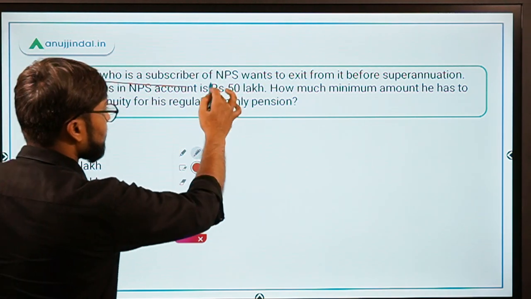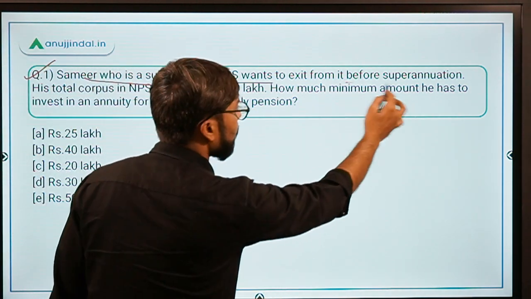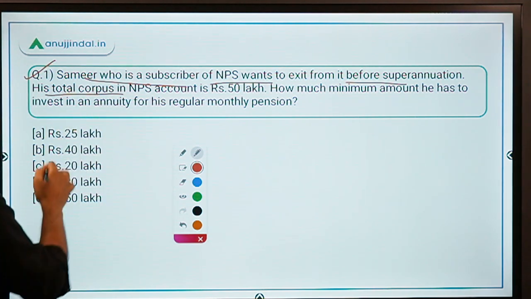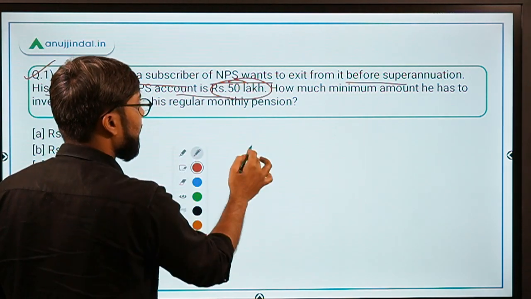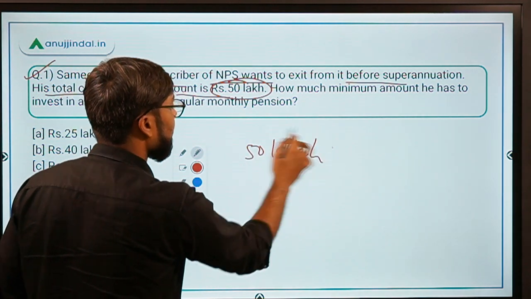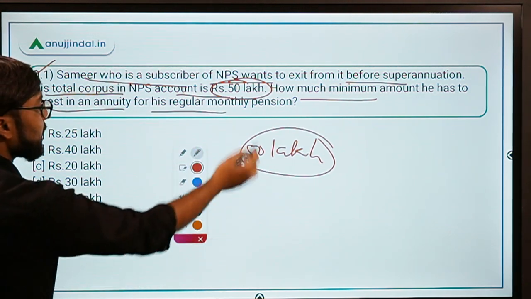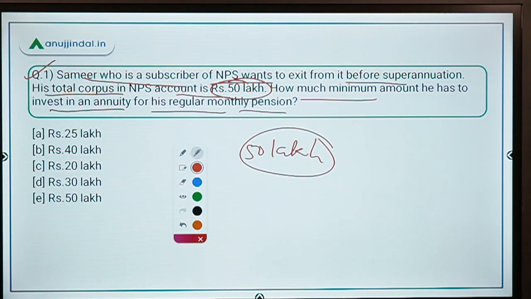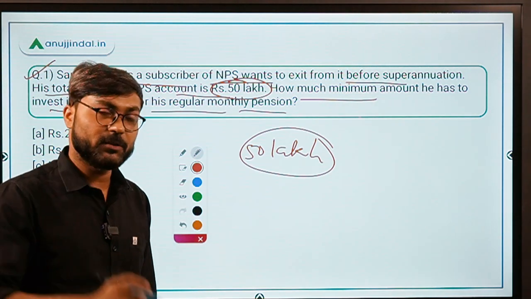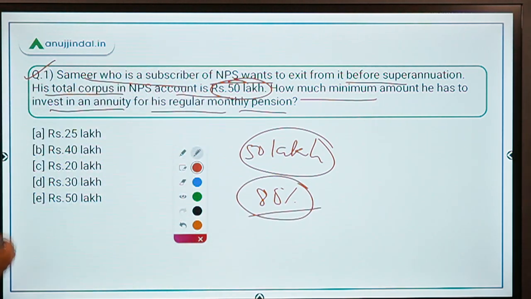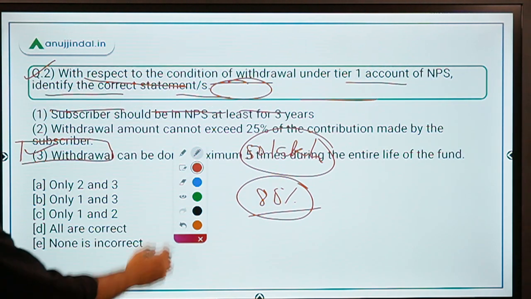So Sameer, who is a subscriber of NPS, wants to exit from it before superannuation. So he wants to exit prematurely. His total corpus in NPS account is rupees 50 lakh. So what is the total corpus? 50 lakh. Okay. How much minimum amount he has to invest in an annuity for his regular monthly pension? So if he wants a regular monthly pension, how much will he have to invest? So in the case of premature exit, 80% has to be invested in an annuity. So 50 lakh ka 80% is how much? 40 lakhs. So option B here will be the correct answer.